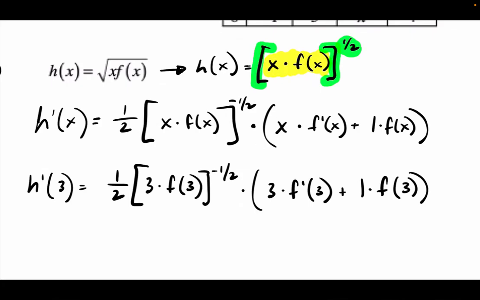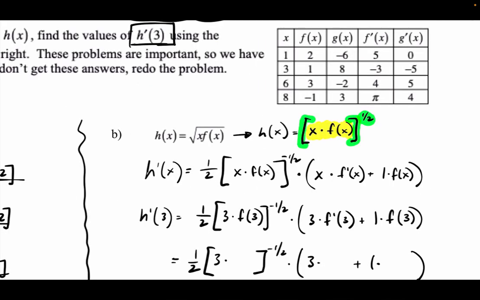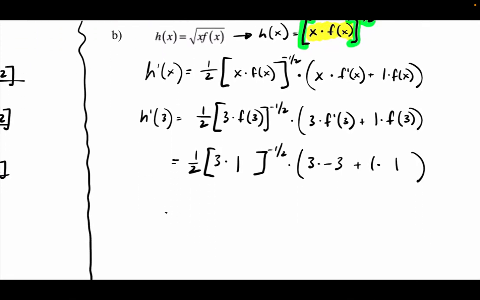Finish. You don't need me to finish. You guys can do the rest. There's no more calculus left. f of 3 is 1. f prime of 3 is negative 3. f of 3 is still 1. Now it's just PEMDAS, order of operations. Do parentheses first. So I get 3 to the negative 1/2.